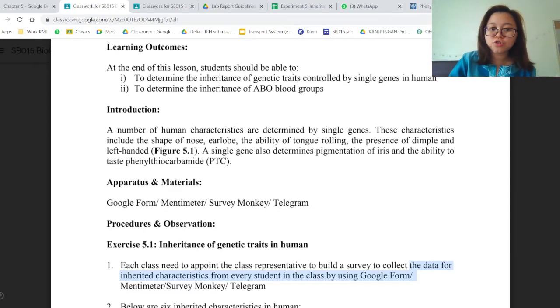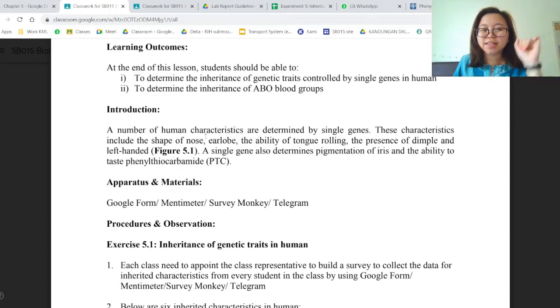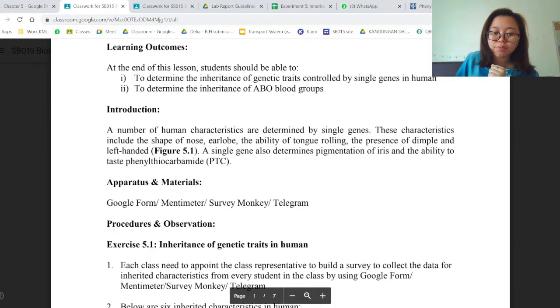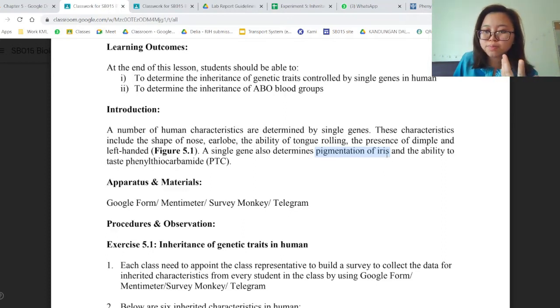Now I'm moving on to the introduction. So the introduction, number of human characteristics are determined by single genes. These characteristics include the shape of nose, earlobe, ability of tongue rolling, the presence of dimple, and left-handedness. Single gene also determines pigmentation of iris and the ability to taste phenylthiocarbamide. Okay, sini saya mau fokus kepada contoh di sini. Dalam eksperimen ni kita tidak akan determine inheritance of these two, but I want to explain a little bit.